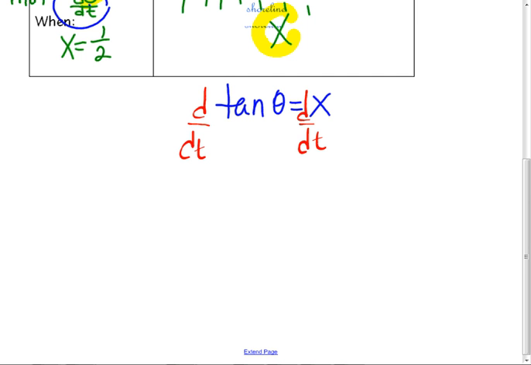Okay, so what is the derivative of the tangent function?